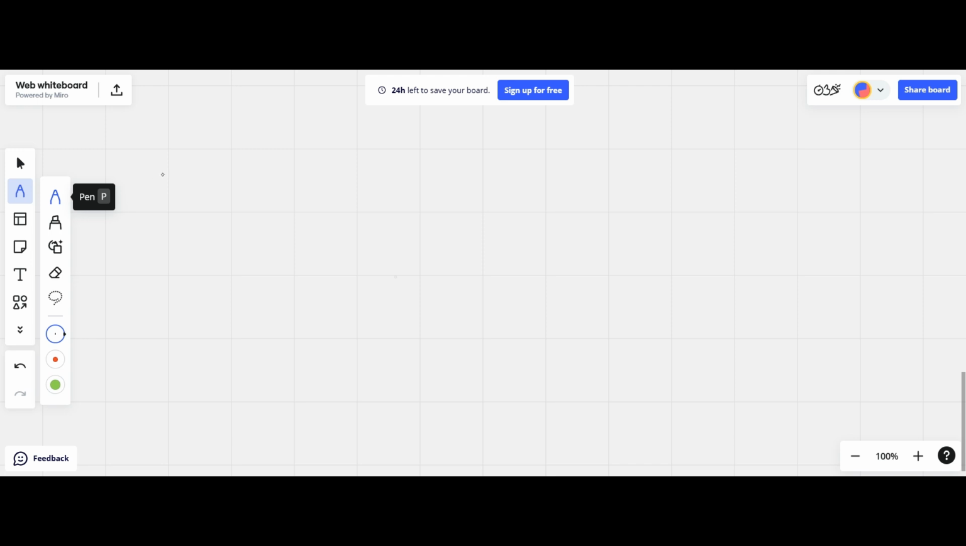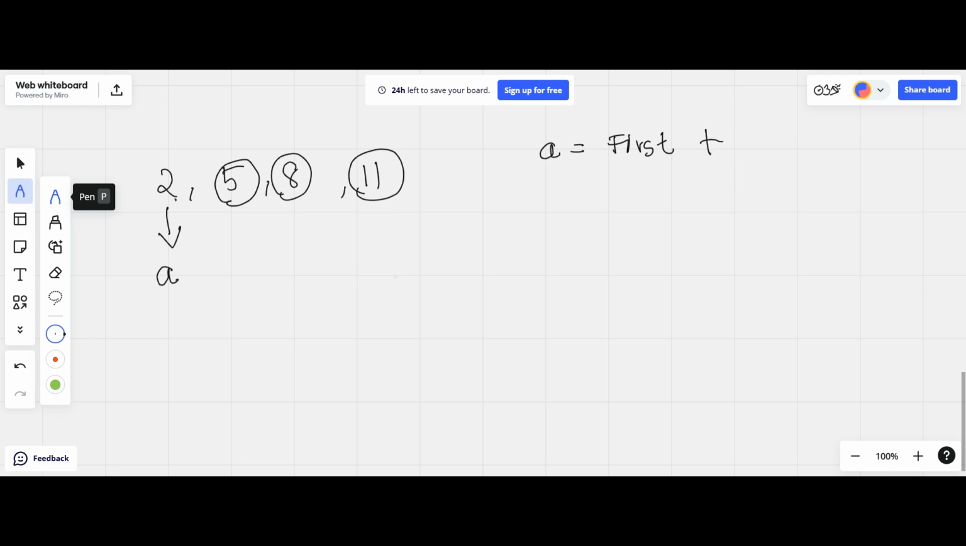So let's write an arithmetic sequence. What will we write? 2, 5, 8, 11. This is an arithmetic sequence. This is the first term, the first number. This is the second number, this is the third number, this is the fourth number. For the first number we usually indicate it with a simple a. So a denotes the first term. The first term is 2, so a is equal to 2.